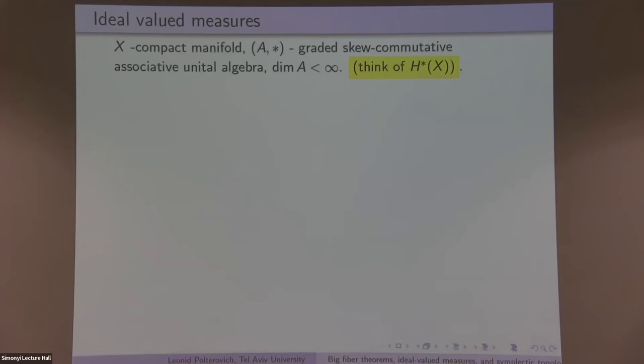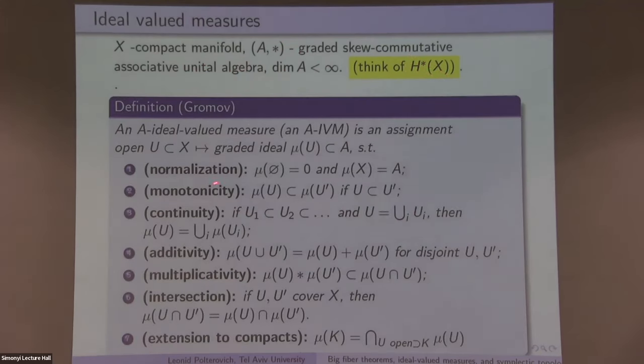Assume that we have a graded skew-commutative associative numerical algebra. By graded, I mean it would be periodically graded. Let's assume for simplicity it's finite dimensional, so some conditions are needed. But if you have a closed manifold, think about cohomology just as an algebra, without any mystifications. And here is the definition.